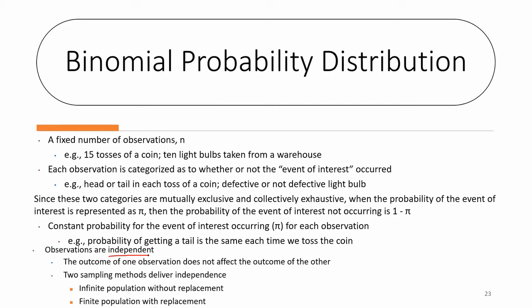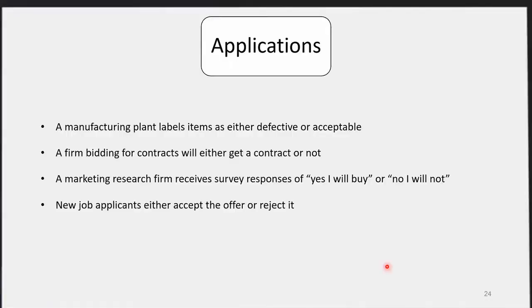So these are the properties pertaining to binomial probability distributions. A fixed number of observations, each observation categorized into the event of interest occurring or not occurring, the probability assigned to each event of interest remaining a constant, and the observations being independent. So where do we use this? That's the next question. That's why we talk about the applications. So let's look at the applications.